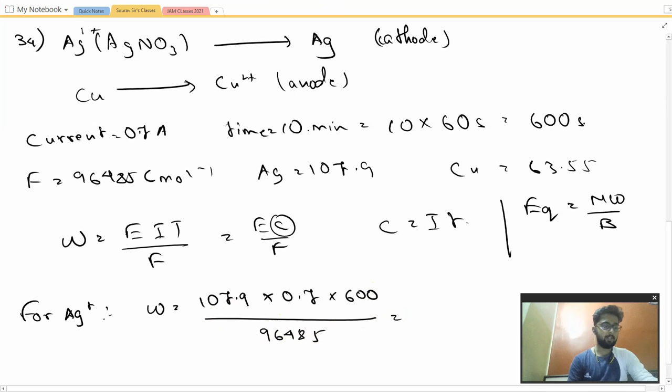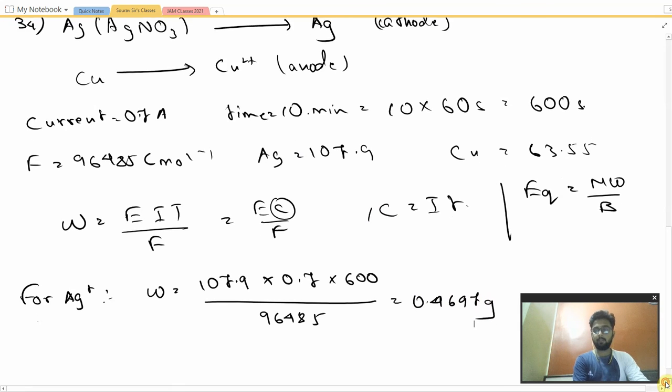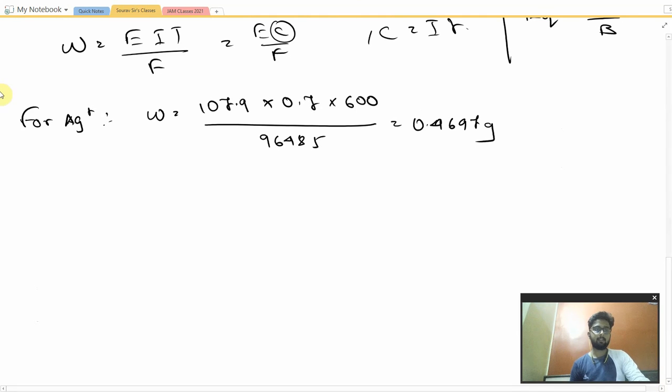Okay, let us calculate this value. So we have 107.9 into 0.7 into 600 divided by 96485, which gives 0.4697 grams.